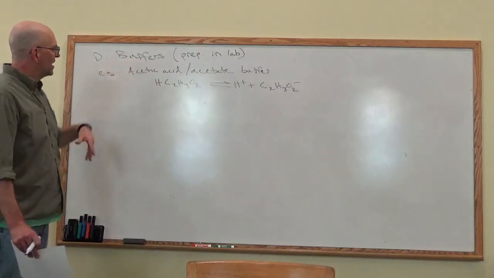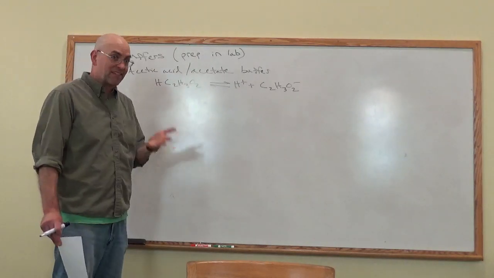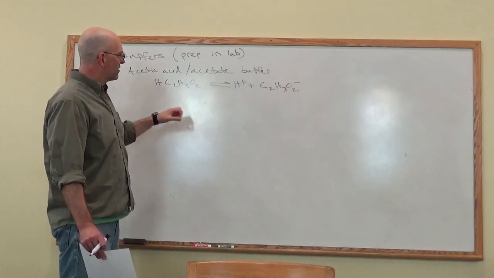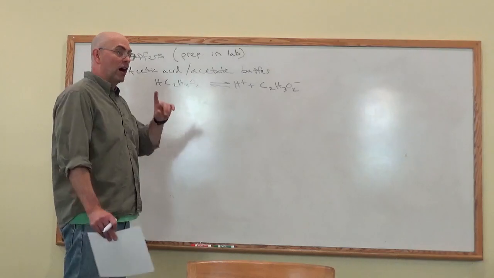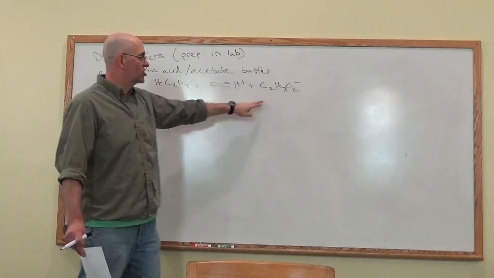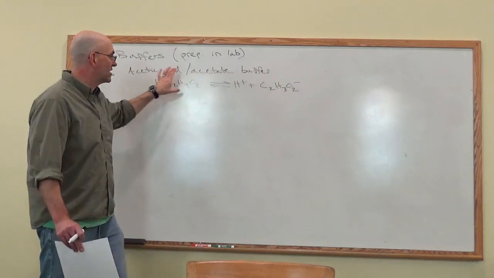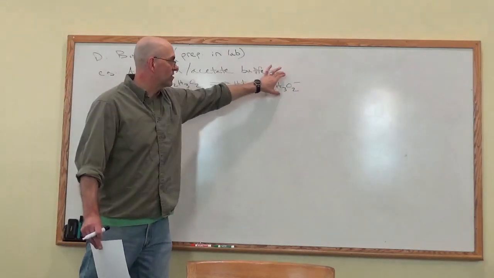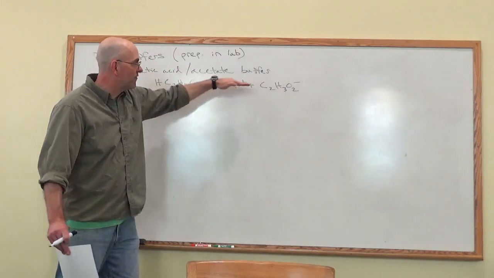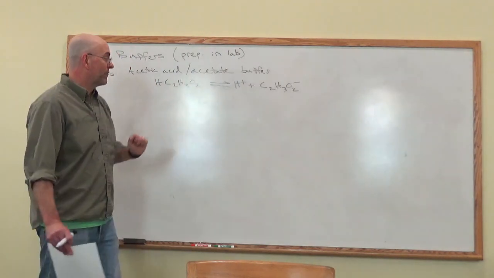So a buffer is a solution that resists changes in pH. Fine, that's the generic definition of a buffer. But what does that mean? Well, when you have a buffer, you have a high concentration of a weak acid, like acetic acid, and its conjugate base, acetate ions, and those two things are present in fairly high concentrations. That sets up an equilibrium where this equilibrium can shift back and forth and hold this H plus fairly constant. It's not perfect, but buffering systems can do that.